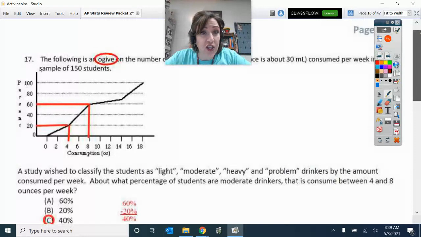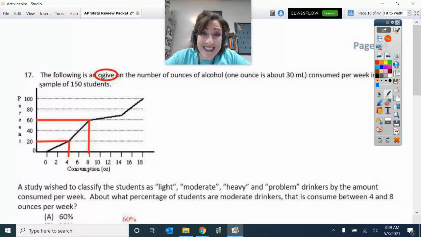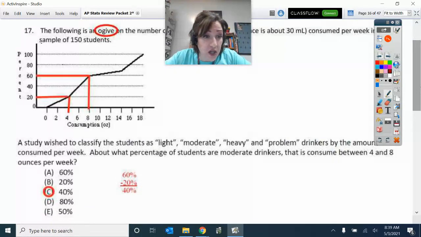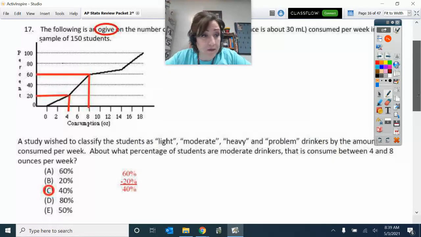Number 17 is a cumulative frequency curve. So since it is cumulative, look over here on the left. These are your percentages. And so because of the percentages, I could even find the IQR and the median and all those kinds of things. So here they asked, from a study wished to classify as light, moderate, and heavy, and the ones they want to say moderate are between 4 and 8 ounces per week. So I could see that went from 20% to 60%. So that encompasses 40% of the people.